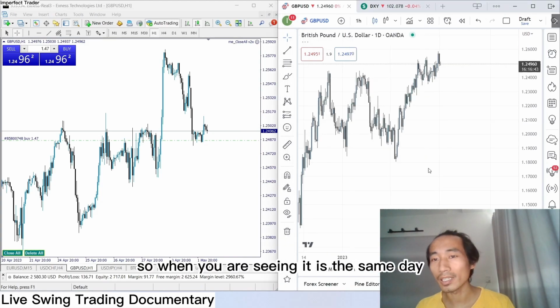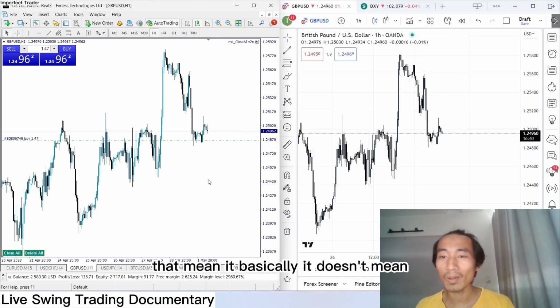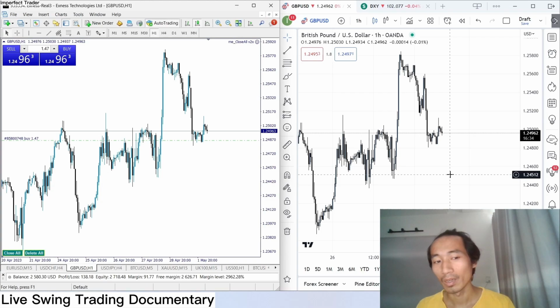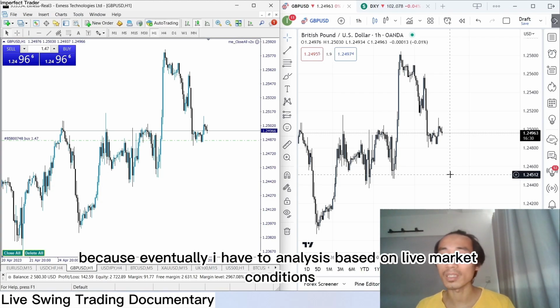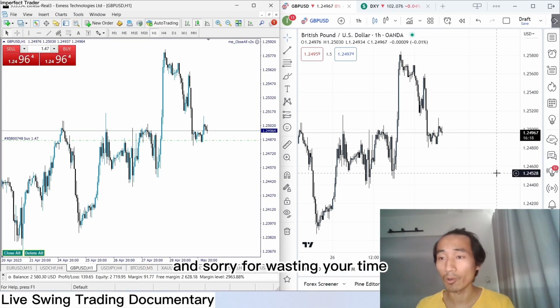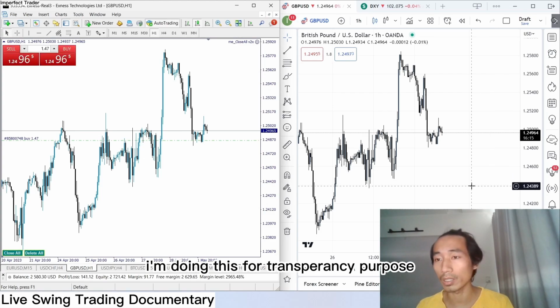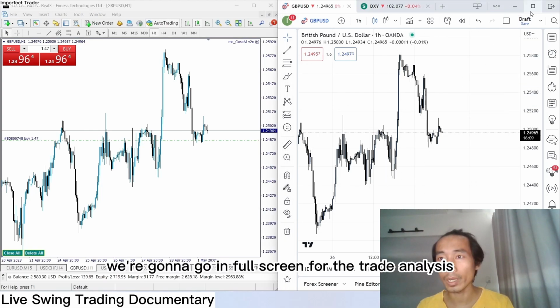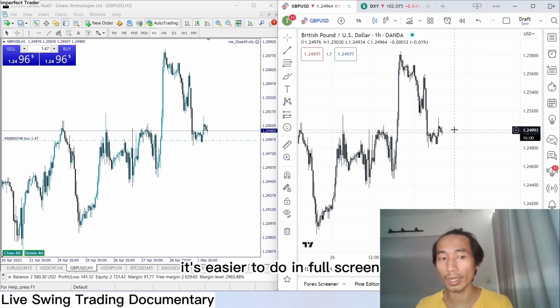What does it mean that it is the same day? It doesn't mean anything if I'm faking anything, because eventually I have to analyze this based on live market conditions. Sorry for wasting your time. I'm doing this for transparency's sake. So let's go into the analysis. When I click here, we're going to go full screen for the trade analysis. It's easier to do in full screen.